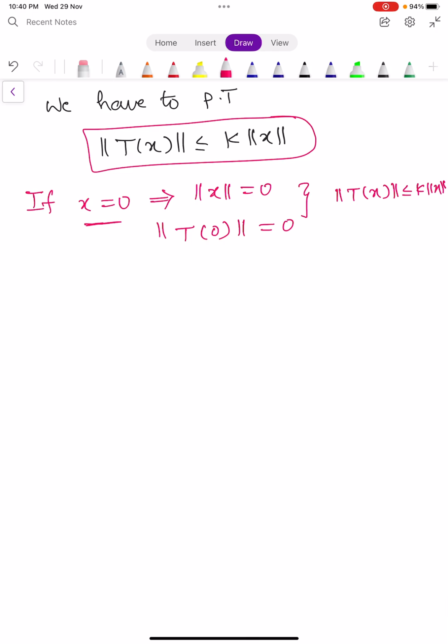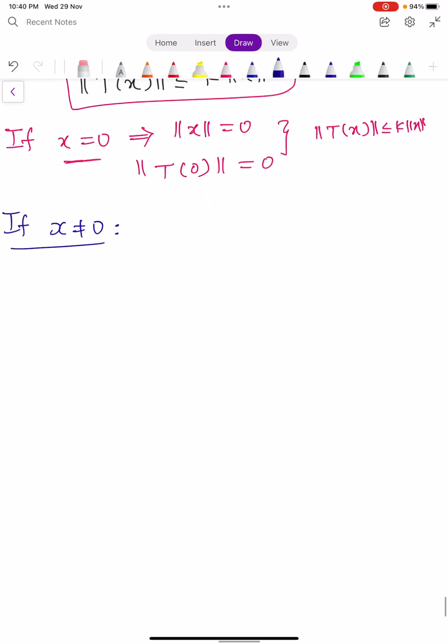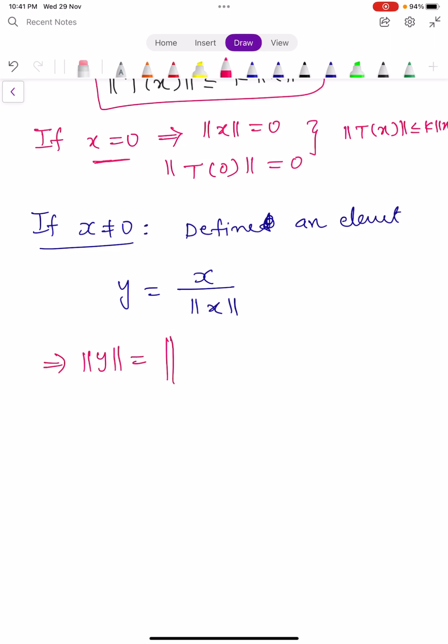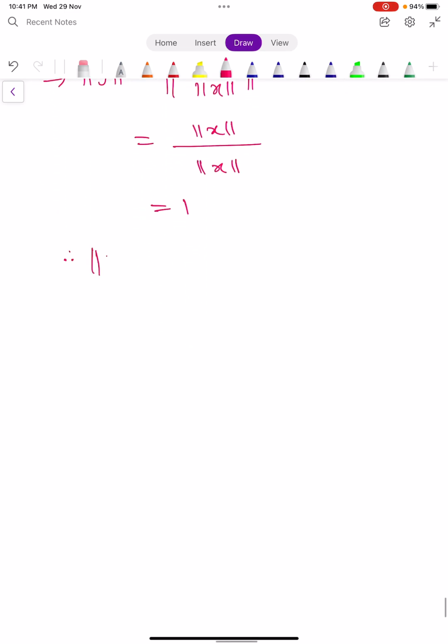So now we take X not equal to 0. To prove our inequality, we define an element Y equals X by norm X. Now apply the norm: norm Y equals norm X by norm X, which can be written as 1. It means norm Y is equal to 1.